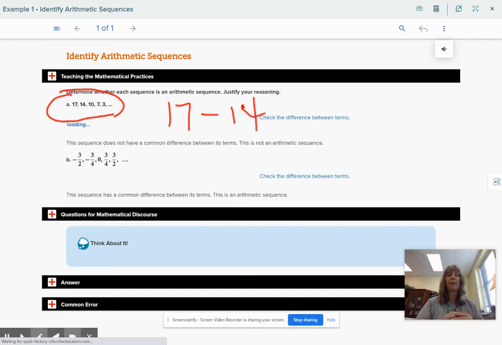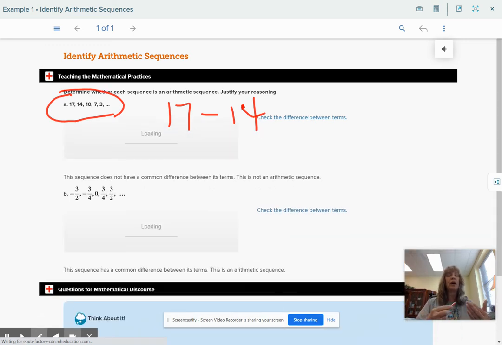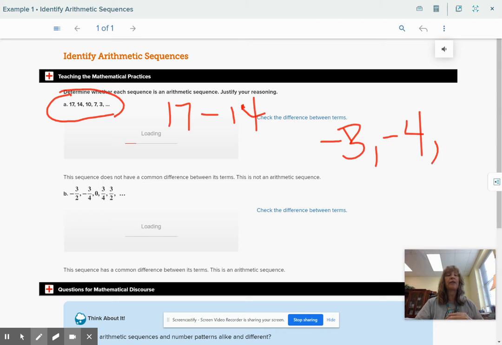Let's make that 4 a little bit better. So that's your question. Hopefully, what you have found is that to get from 17 to 14, you have to subtract 3. And then in your next pattern, from 14 to 10, you have to subtract 4. And then from 10 to 7, you subtract 3 again. And then finally, from 7 to 3, you would subtract 4 again. So that's your pattern for this very first one.